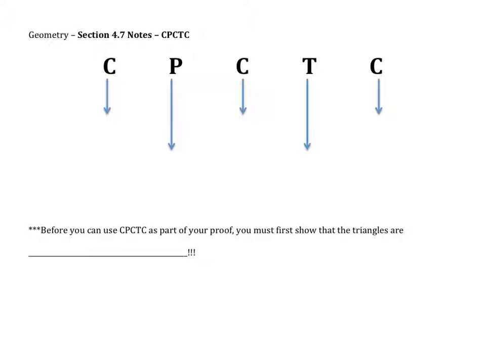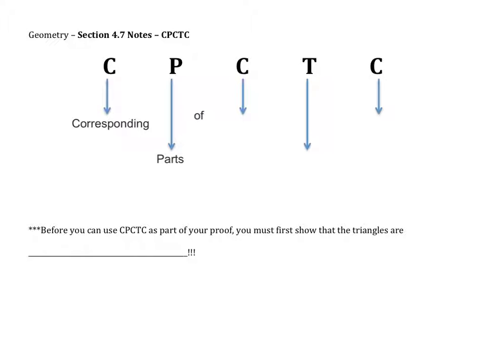Section 4.7 is called CPCTC, which of course is an acronym that means something else. Let's get into what CPCTC stands for. The first C stands for corresponding, P stands for parts, and we're actually going to put the word "of" in between the P and the C.